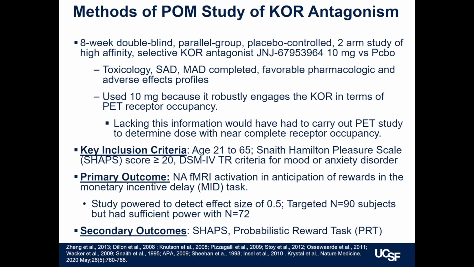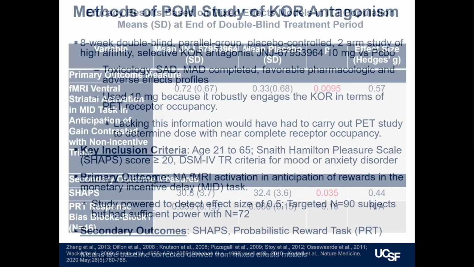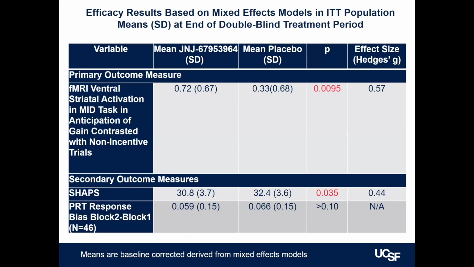And we targeted an effect size of 0.5 with an N of 90, which is a reasonably sized phase 2 study. In this case, we thought it should be adequately powered if the effect size is 0.5. So I'm going to just jump to the chase and show that we had a very significant effect on the ventral striatal activation, in anticipation of reward. And the effect size was 0.57.